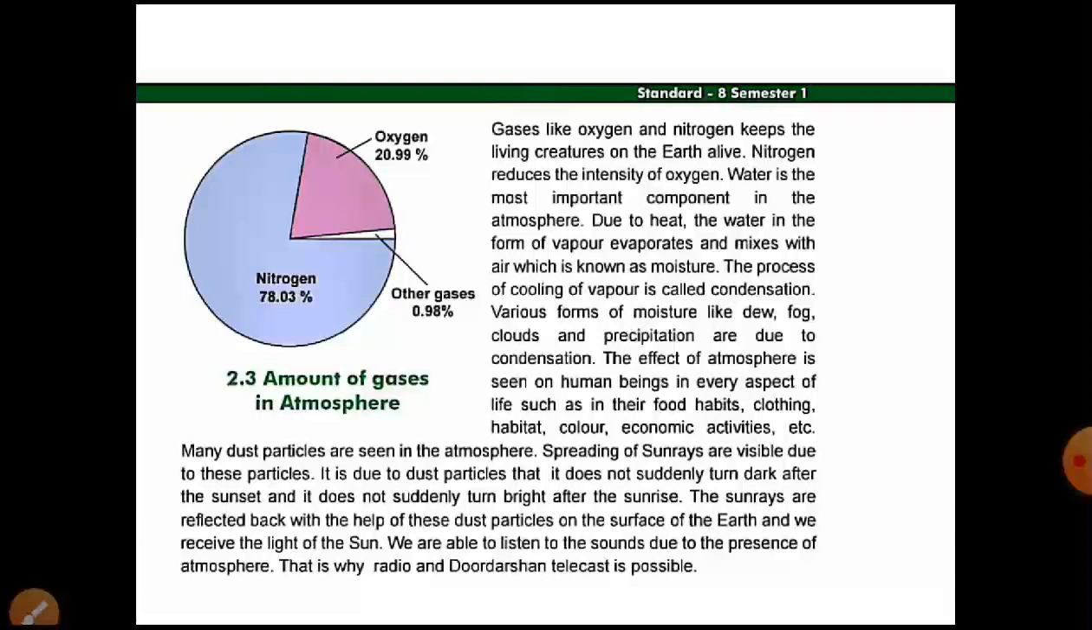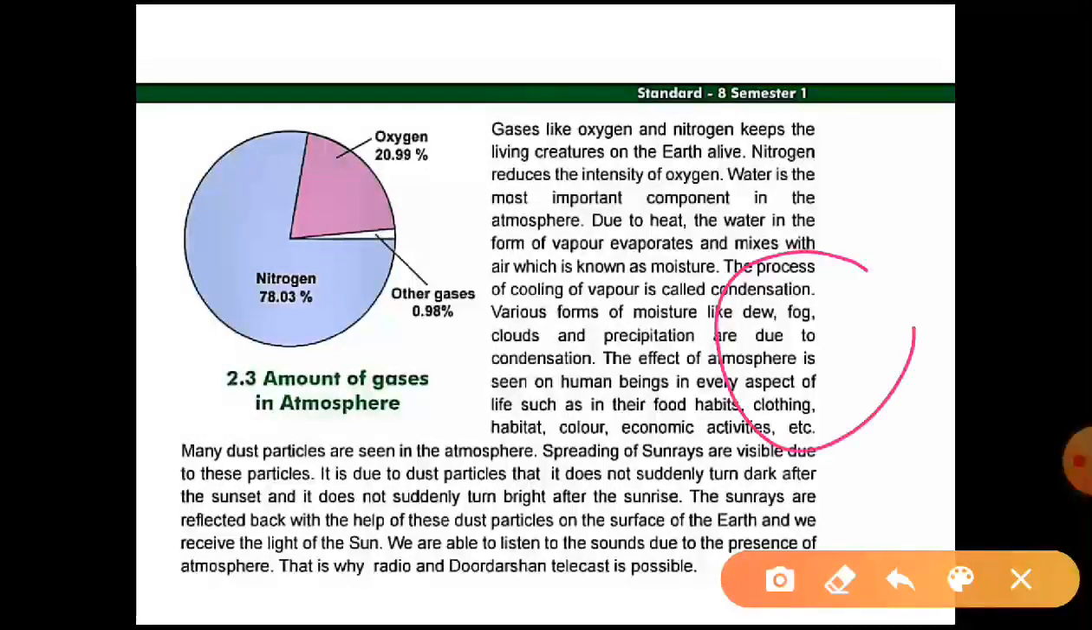Many dust particles are seen in the atmosphere. Spreading of sun rays is visible due to these particles. So in the atmosphere there are many different dust particles, and because of that we can see the spreading of the sun rays. It is due to the dust particles that it does not suddenly turn dark after the sunset and it does not suddenly turn bright after the sunrise. So at the morning time we can see the earth and here the sun.